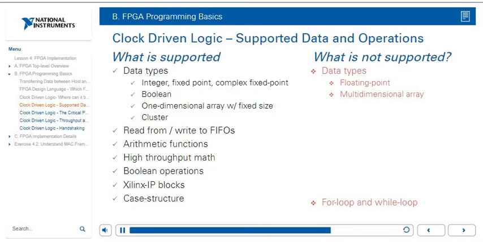The FPGA code does not support floating point code and does not yet support multi-dimensional arrays. Note that in clock-driven logic, there also are no for loops and while loops, though in the optimized FPGA VI, you can use for loops.